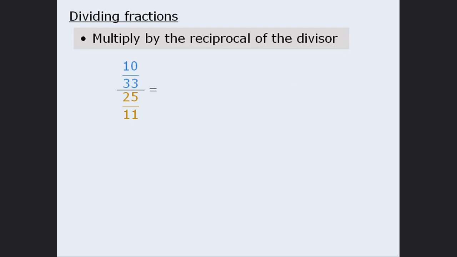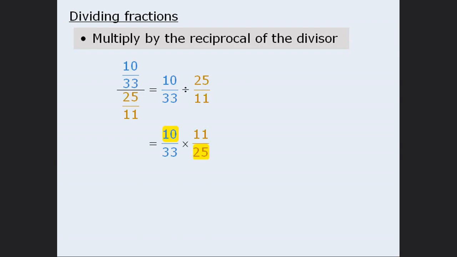To simplify this awful looking fraction, we should recognize that the fraction here can be thought of as division. In this case, it is the same as 10/33 divided by 25/11. To perform this division, we multiply 10/33 by the reciprocal of 25/11, which is 11/25. Now before we multiply, we should cross simplify.